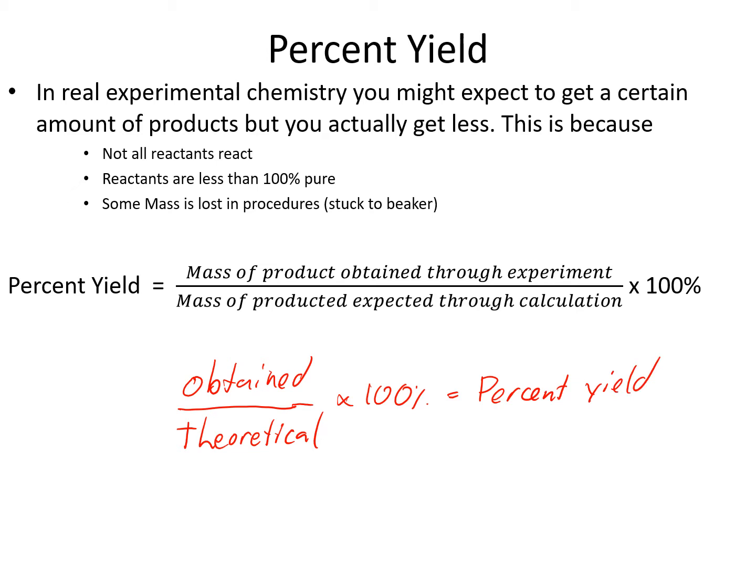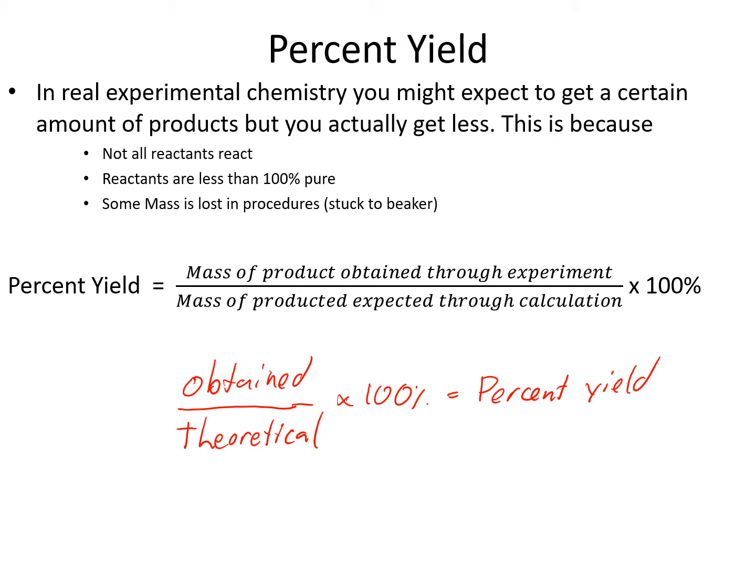So your theoretical yield is what you're expecting through calculation. Your obtained or your actual yield, I've written obtained, but you could probably write actual yield, would be considered what you actually got in an experiment.